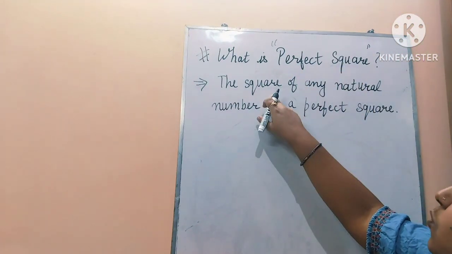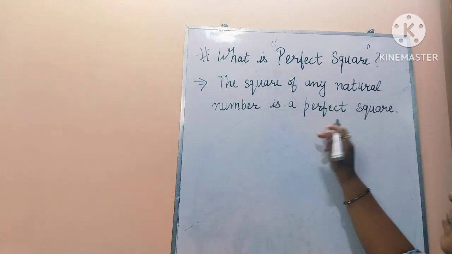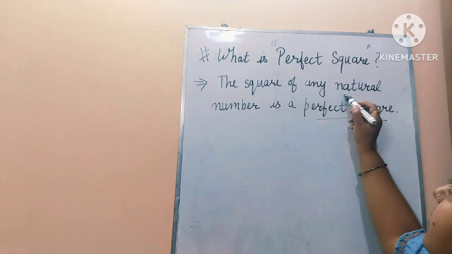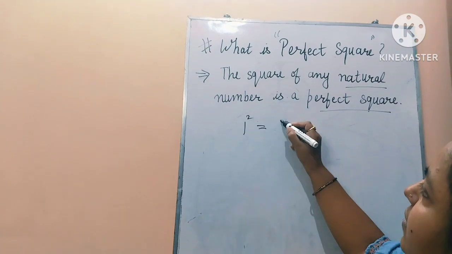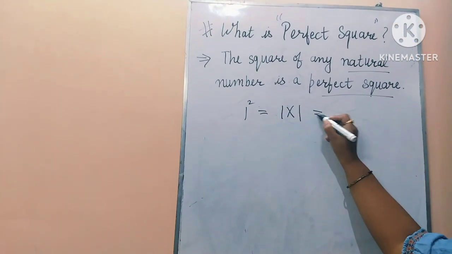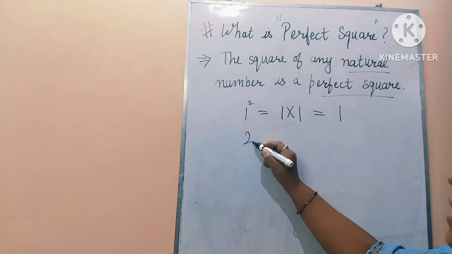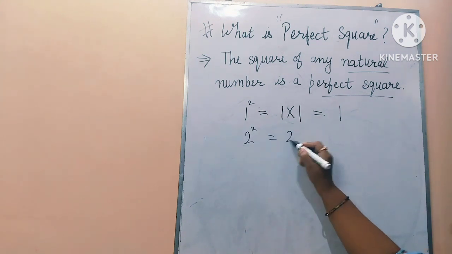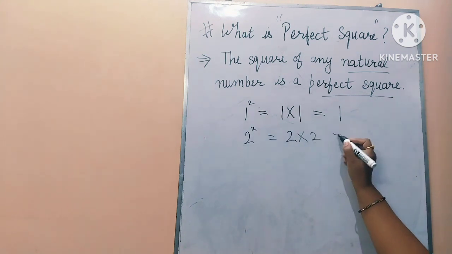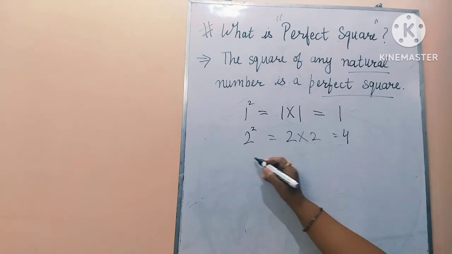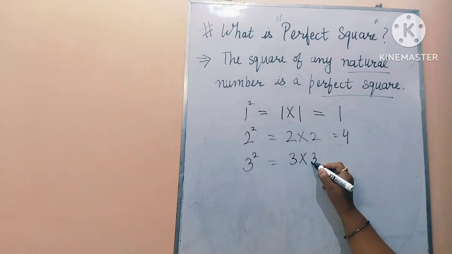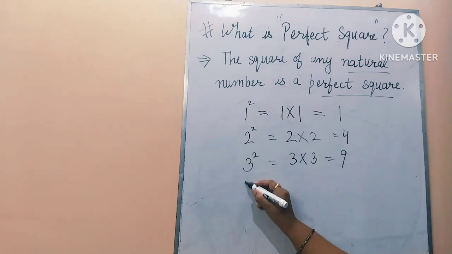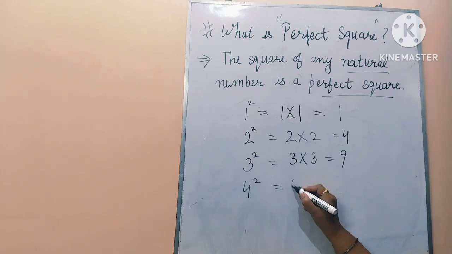What is a perfect square? The square of any natural number is a perfect square. किसी भी नेचुरल नंबर का जो स्क्वायर होगा वो भी एक नेचुरल नंबर होगा और एक परफेक्ट स्क्वायर होगा. For example, 1 square equals 1 multiplied by 1, that is 1. 2 square equals 2 multiplied by 2, which is 4. Similarly, 3 square equals 3 multiplied by 3, which is 9.